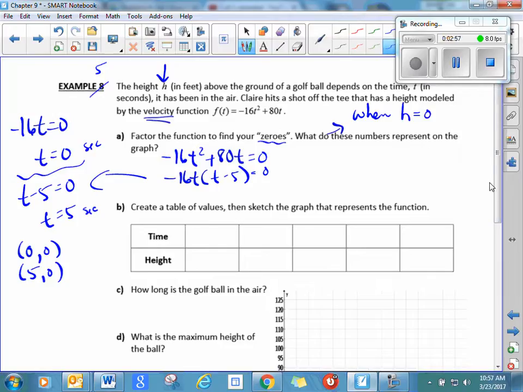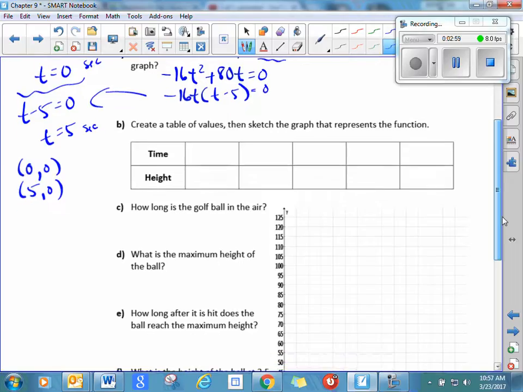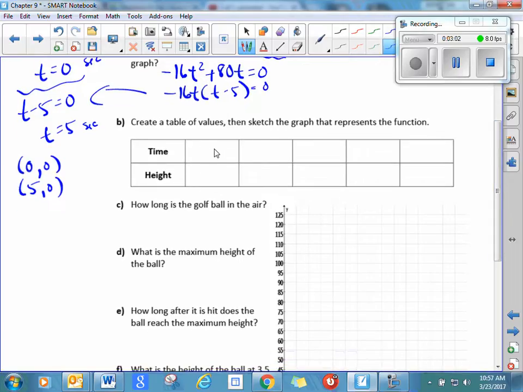Okay, so now we're going to go down to part B, and it's asking us to create a table of values in order to be able to sketch the graph. At 0 seconds, we have gone nowhere. We are on the ground. Then we can just use increments that make sense. We had 5 seconds being when it's back down on the ground. So in between, of course, we can do 1, 2, 3, and I'll make another entry in here and do 4 as well.